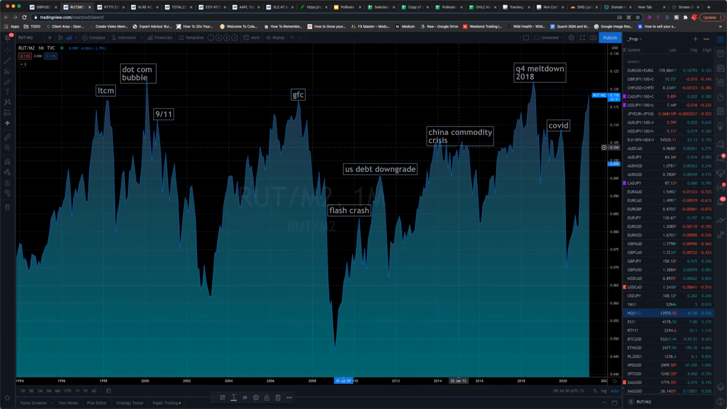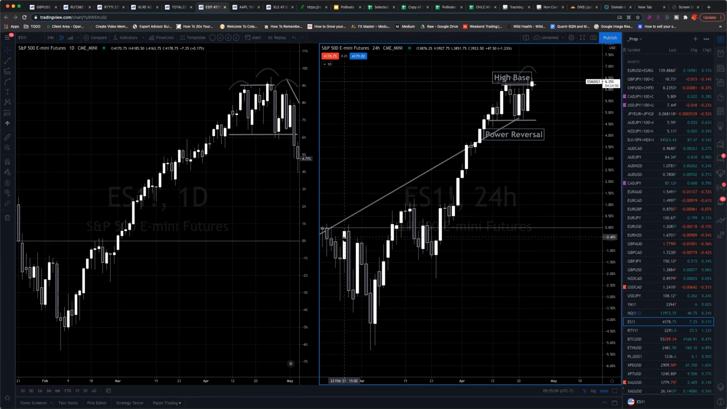US debt downgrade, I think that was an obvious one. China commodity crisis, I think that was an obvious one. Q4 meltdown, I think that was an obvious one. COVID, I would give that more of a black swan. We knew it was happening, but you never would have thought back in February that what happened would happen. So I don't want to focus on the black swaniness of it. Let's go back to the R3 bull volatile and parabolic move. Now, typically the other thing that we really want to look for is a 10% move higher.